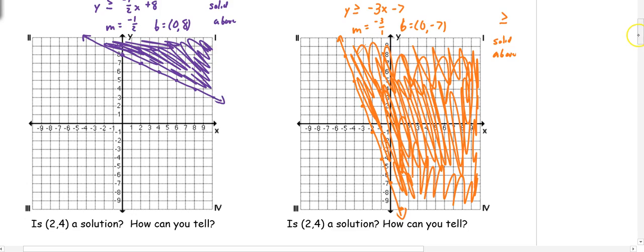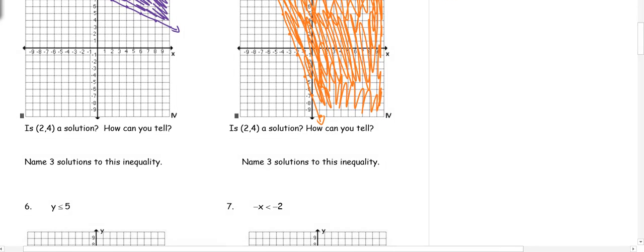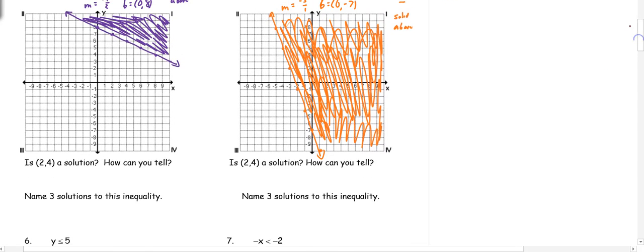Now, with number 4 and 5, there were a couple questions underneath that say, are these points a solution? So we need to look at the point and figure out, is it in the shaded region on that graph? So number 5, it says, is (2, 4) a solution? So if we look at our graph, (2, 4) is right here, and (2, 4) is not in the shaded region, so it's not a solution. So we would say no, because it is not in the shaded region.